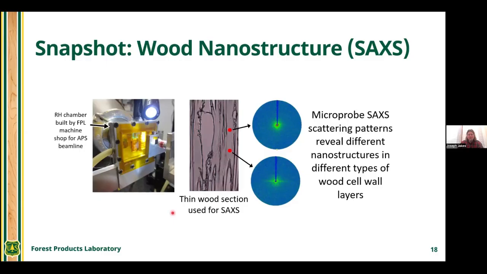This is a small study that we did, looking at using microprobe SAXS to look at different wood cell wall layers. Again, we built a humidity chamber to fit inside of the beamline, and then we're able to probe different cell wall layers. In the secondary cell wall, you see this fiber diffraction peak, a scattering pattern, whereas if you look at the compound middle lamella, that's more of an amorphous type of structure. We did some preliminary experiments with this.